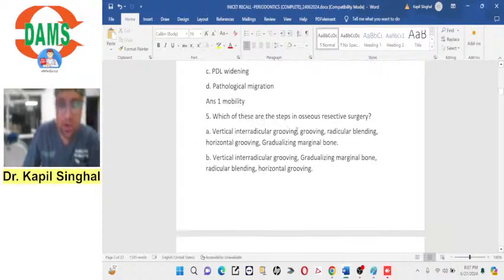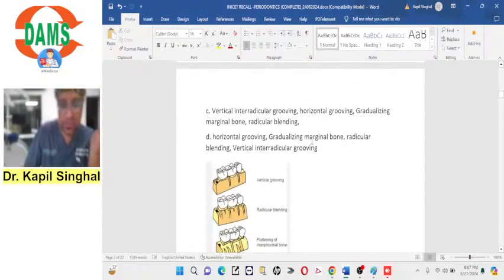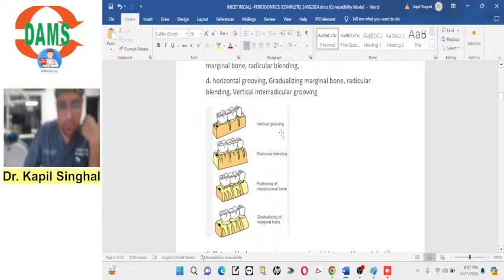What are the steps in osseous resective surgery? There are 4 steps in osseous resective surgery, in which the first 2 steps are known as steps of osteoplasty and the next 2 steps are known as steps of ostectomy. The first step is vertical grooving. The second step is radicular blending, in which the grooves are blended with a burr. The third step is flattening of the interproximal bone. And the fourth step is gradualizing of the marginal bone.